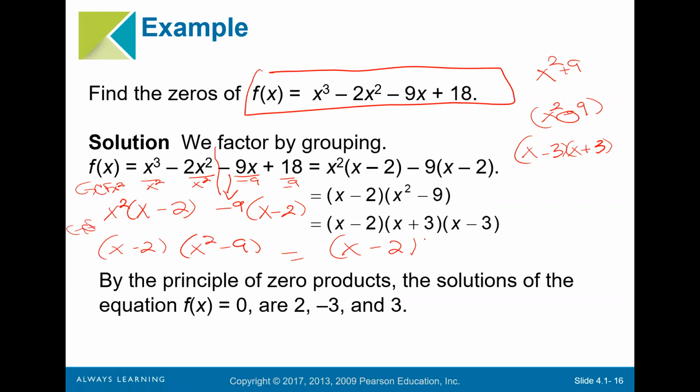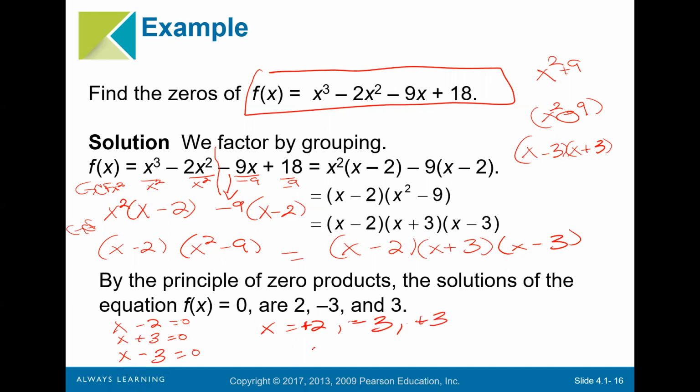All right, so now I have this. Now I'm going to find my real zeros by setting each part equal to 0 and solve. And when I do that, I get x is equal to 2. Actually, it's positive 2, and negative 3, and then a positive 3. Of course, you wouldn't write the positive sign.